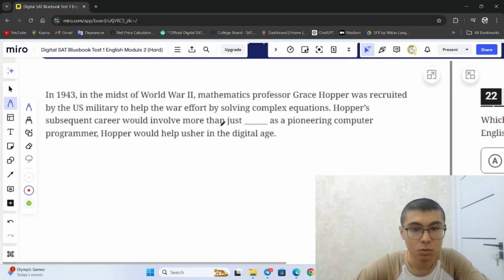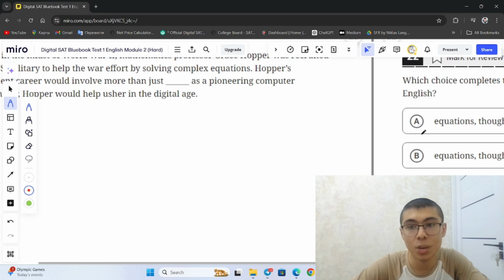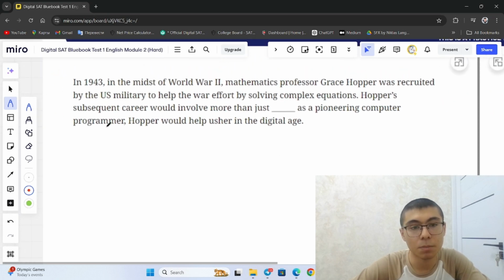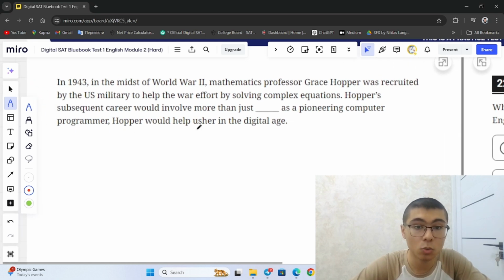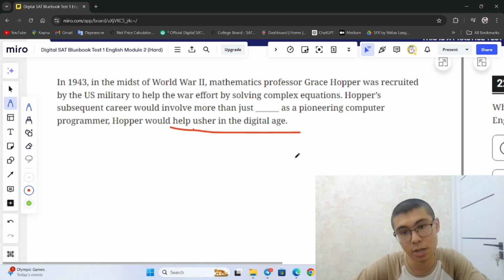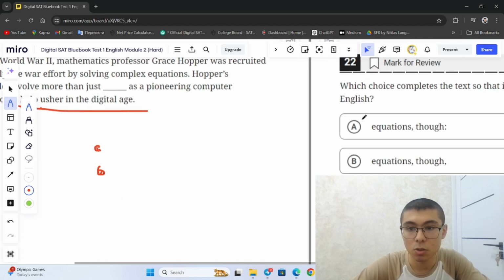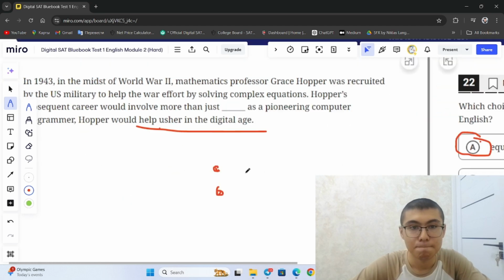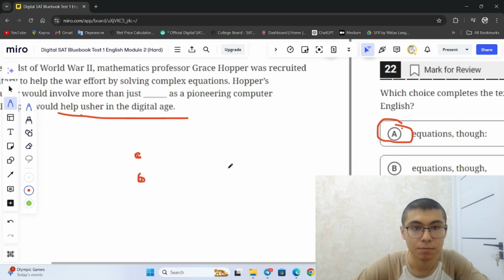22. Okay. Hopper's subsequent career would involve more than just equations. As a pioneering computer programmer, Hopper would help usher in the digital age. He does not just solve equations; he also helped usher in the digital age. So it's explaining, right? So we need a colon here. Okay, so A is correct.